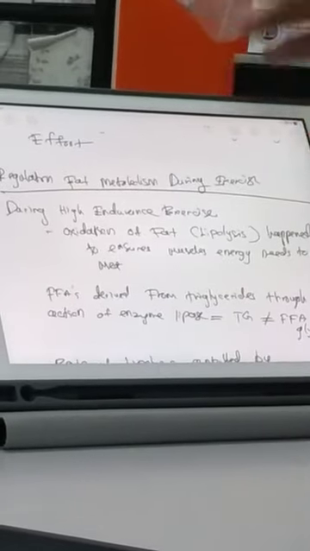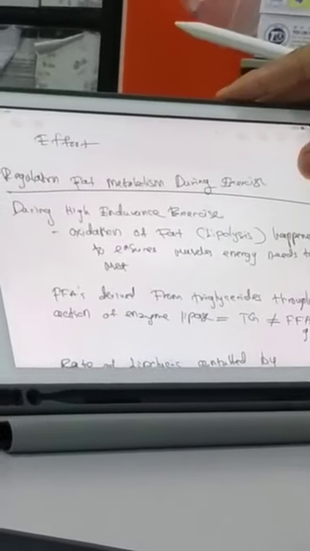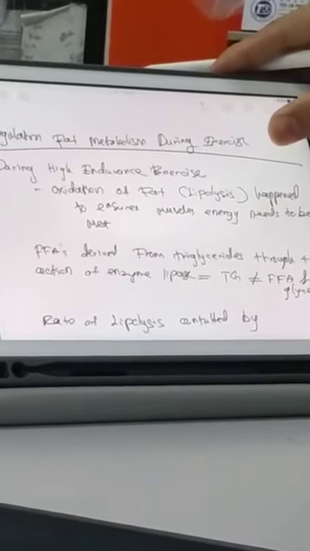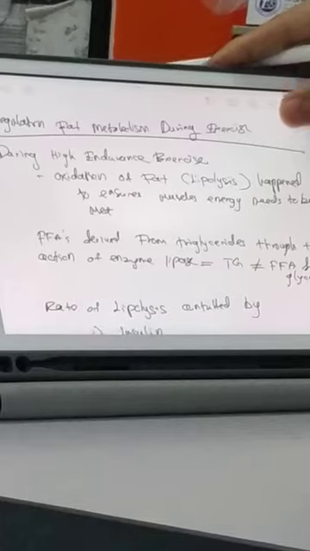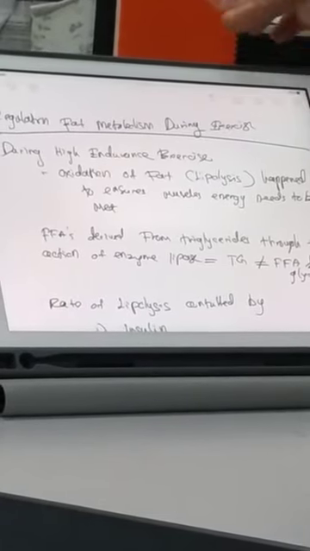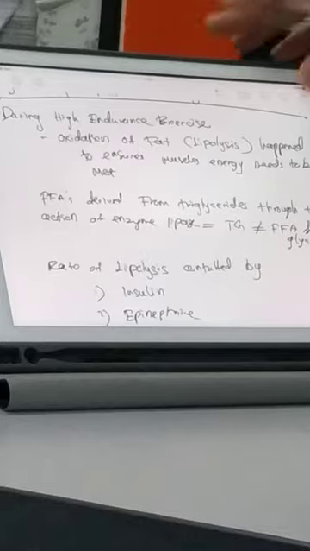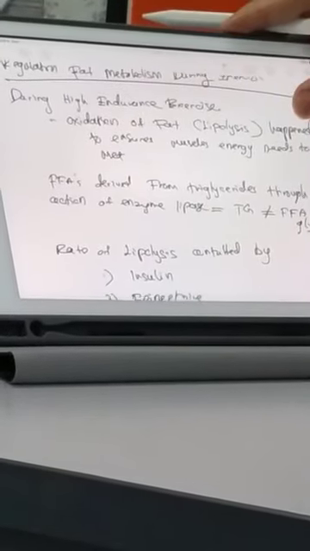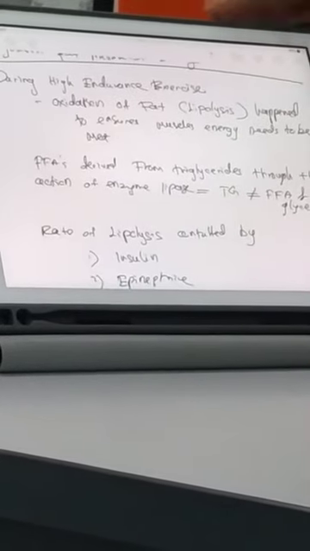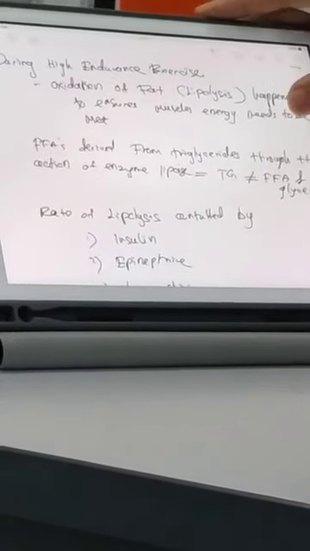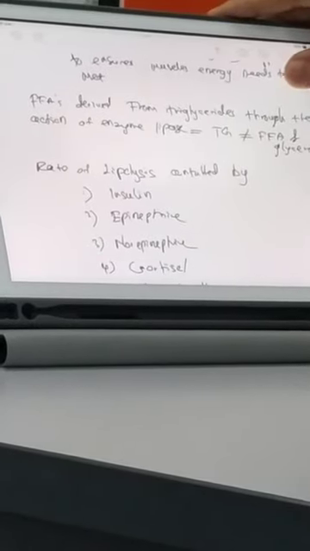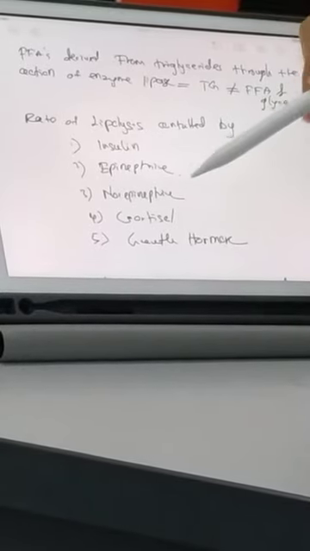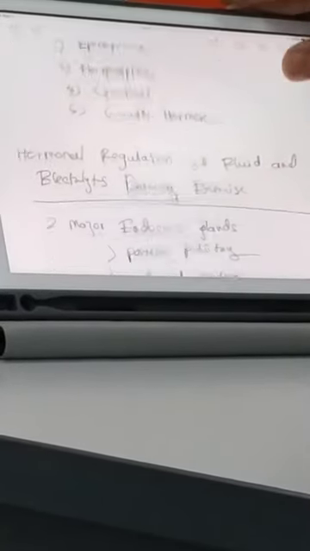Alright. What is the regulation of fat metabolism during exercise? During high endurance exercise, oxidation of the fat, which is the lipolysis process, happens to ensure muscle energy needs are met. In this process, the FFAs, which are derived from the triglycerides through the action of the enzyme lipase, will be broken down into FFA and also glycerol. This lipolysis process is controlled by insulin, epinephrine, norepinephrine, cortisol, and also growth hormone.